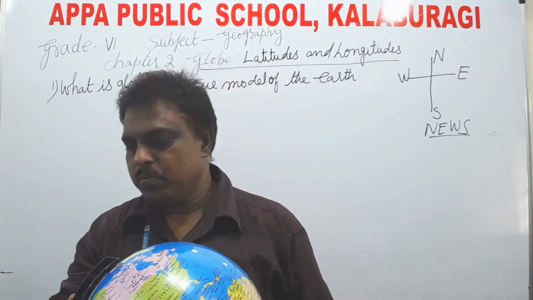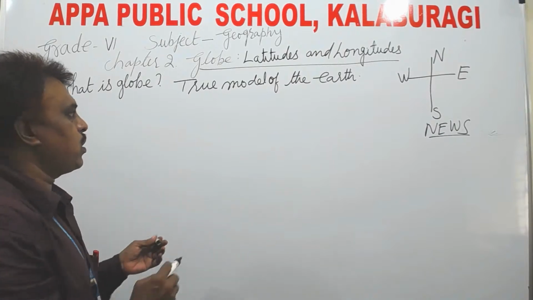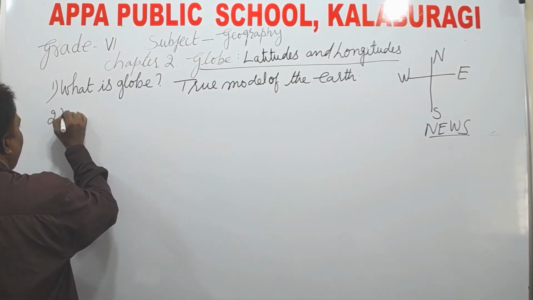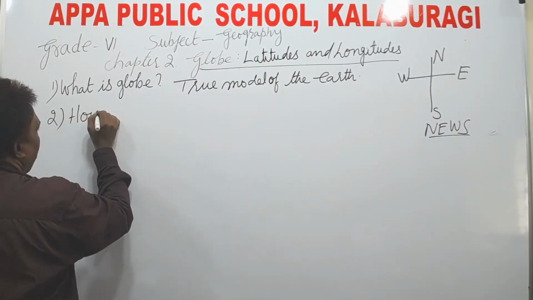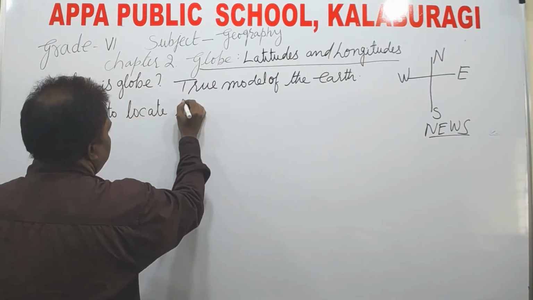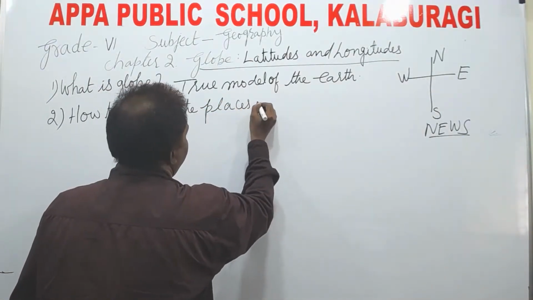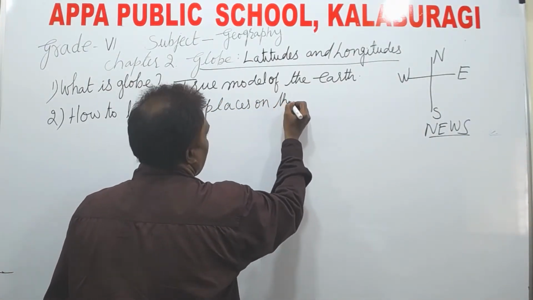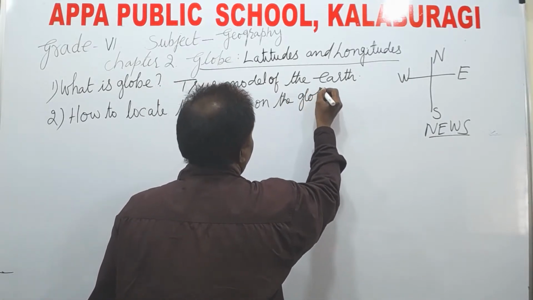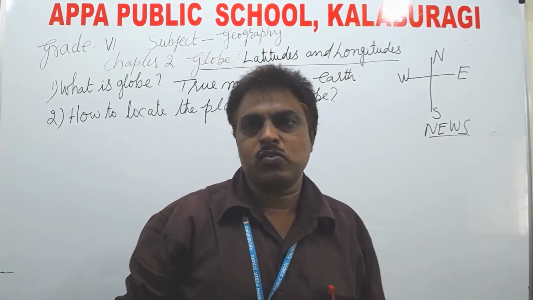At the same time, one more question is there: how to locate places on the globe? This is the question. How to locate a place on the globe?